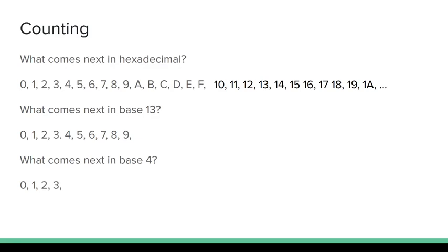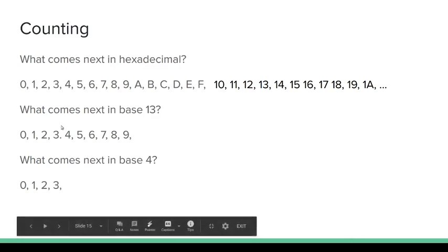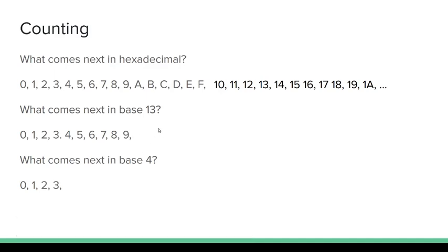What about base 13 in the second example? In base 13, we use the first 9 digits, and what comes next? Well, we're in base 13, so we need to have digits representing up to the number 12. So what do you think would come next? Well, we would get an A, a B, and a C, and that would take us up to 12. What would come after that? We've run out of digits, so we go to the next place and we get 10, 11, 12, 13, all the way up to 1A, 1B, 1C, and then we'd have to go to 20.